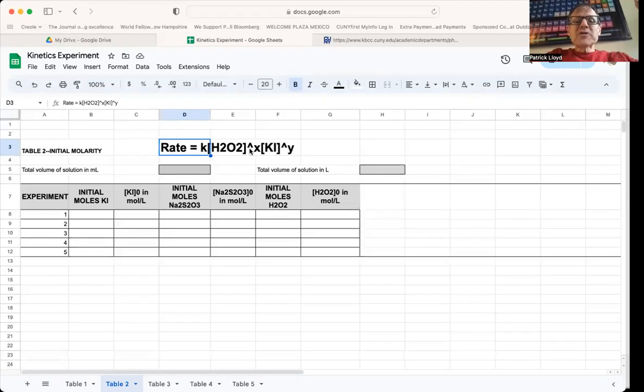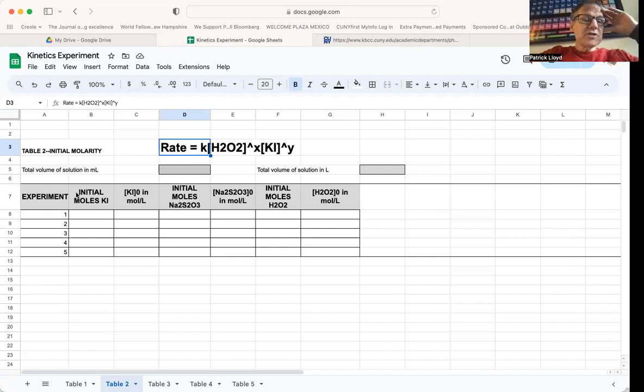So we're going to do that for hydrogen peroxide, and we're going to do that for potassium iodide. The exponents, we'll just call them X and Y for now. For concentrations, we're going to use the initial concentrations. The initial concentrations are calculated in table 2.